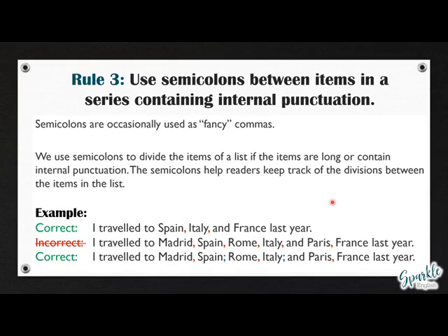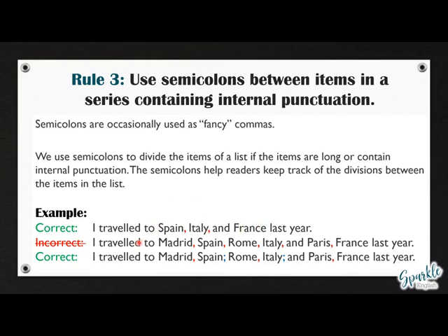So normally when we have a list, we would use a comma. For example, I went shopping and I bought bread, cheese, and coffee. Okay? We would use commas to separate the items in the list. So if we look at this first example here, I traveled to Spain, Italy, and France last year. Here we put commas to separate each country: Spain, Italy, and France.